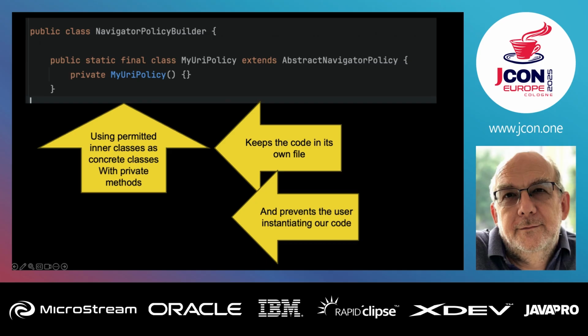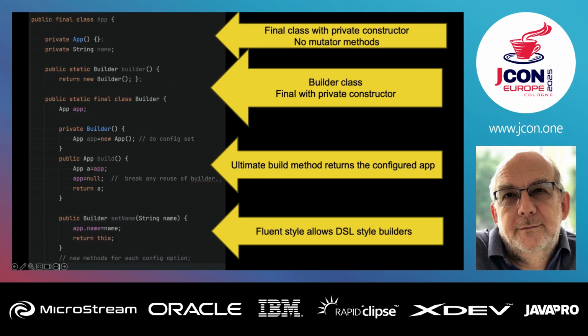Using permitted inner classes. What am I saying? That's not what I meant. Actually, let me go to the next slide because it's probably a bit more sensible. What I'm trying to say is that you can create an application and you can say to the end user, to use my application, you have to use a builder. In some instances the builder may just be a public constructor, but in theory, anything complicated, you could do it this way.